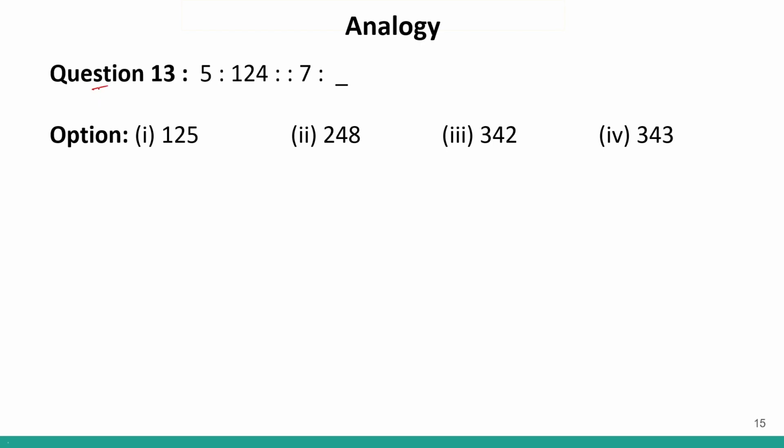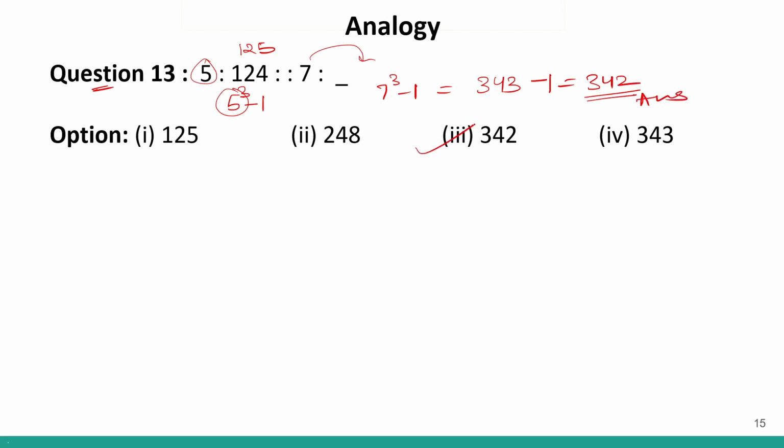Clear? Question number 13. We have 5, 124 and we have 7 and we have the missing term. So if you see 124, this is very close to 125. What is 125? This is 5 cube minus 1. Correct? So we will do the same thing over here. This is 5, this is 5. So now the next term will be 7 cube minus 1. 7 cube is how much? 343. If I subtract 1, I will get 342. This will be my answer, which is given in option number 3. So option number 3 will be my answer.